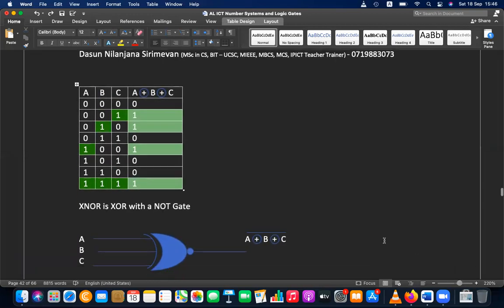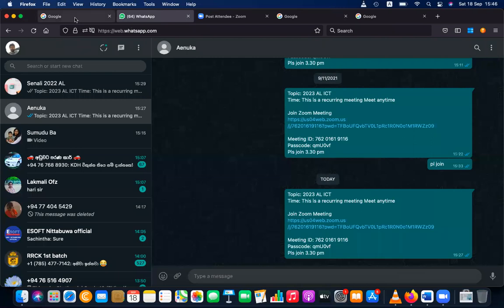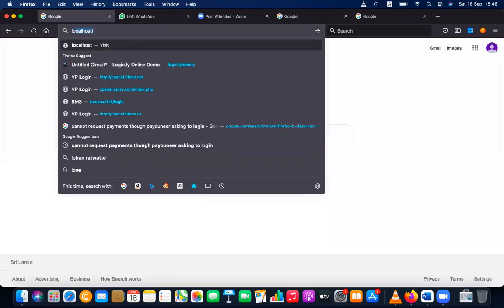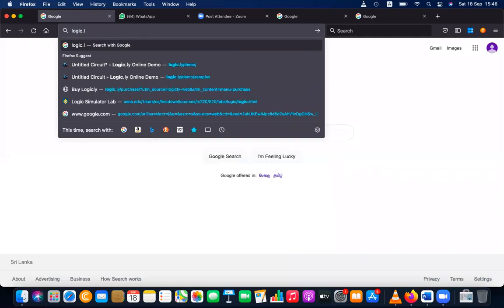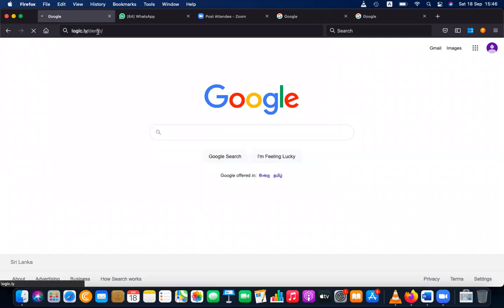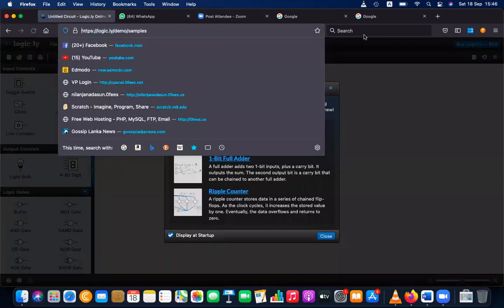You can draw and try XNOR also. And let me show this, then you can understand, show this practically using our virtual platform, that is logic.ly/demo. Okay, let me send you the link. You can try this link on your mobile or on your computer.